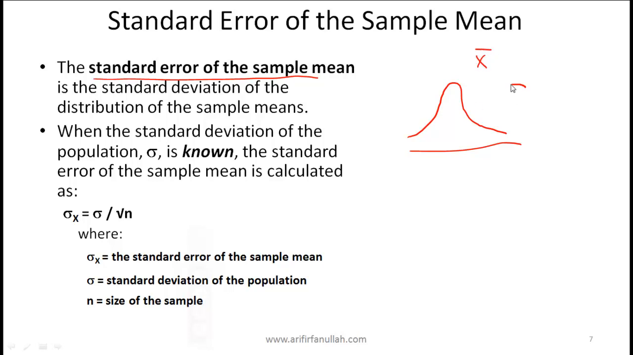The standard deviation of the sample means, sigma x, is equal to sigma, which is the standard deviation of the population, divided by the square root of n, which is the size of the sample. This works when the standard deviation of the population is known. Then obviously we use this formula. The standard error of the sample mean, denoted by this entity, is equal to sigma over root n.